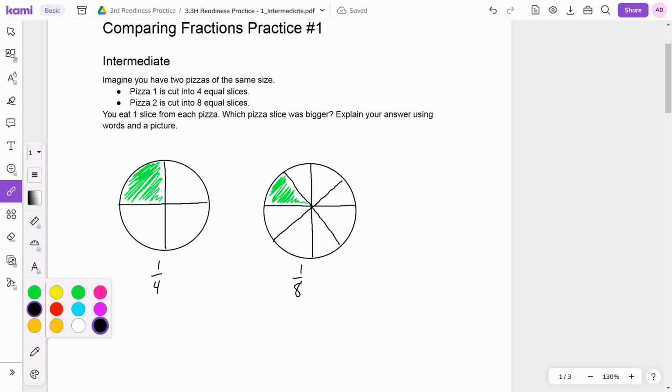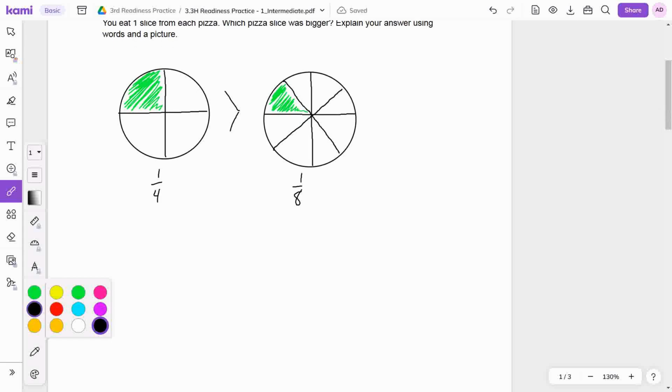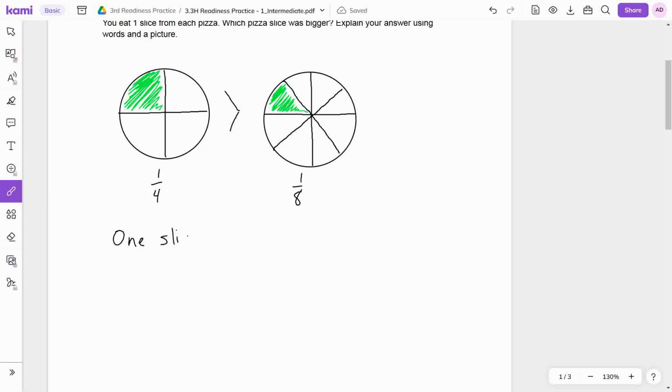Well, I've got the picture, so the picture definitely helps, right? And I can even put that symbol there if I want to. Now, how do we explain this with words? So I will say one slice from the pizza cut into fourths. That's how I'm going to show which pizza I'm talking about.